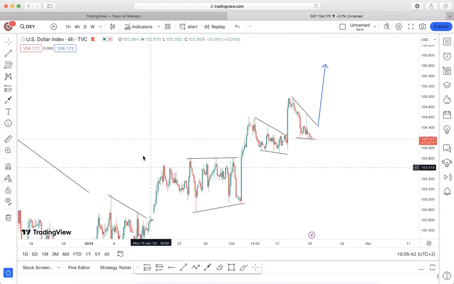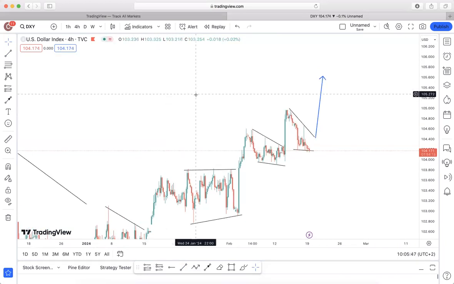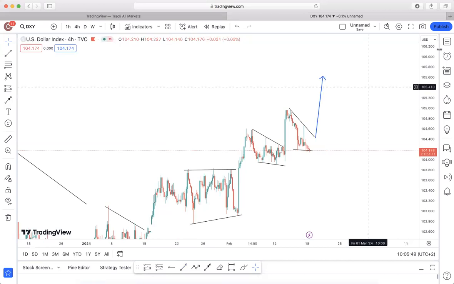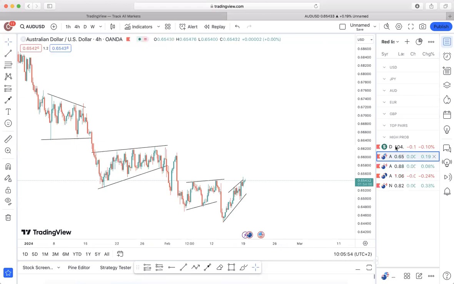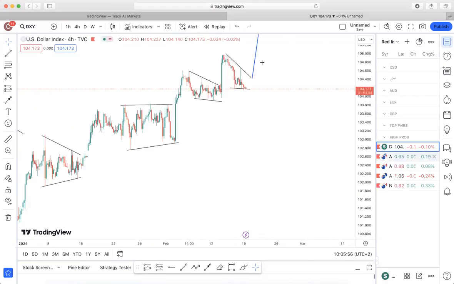Now, guys, the DXY, we are not trading it. We're just using it as a reference or a correlation because this represents the overall dollar index. So we do have pairs that relate to the dollar. We did see that the DXY has a higher probability of climbing to the upside.